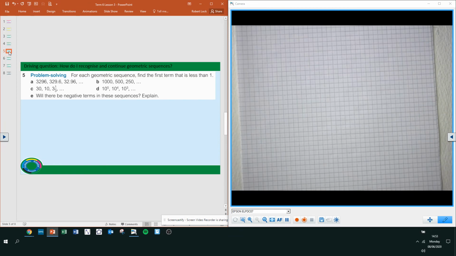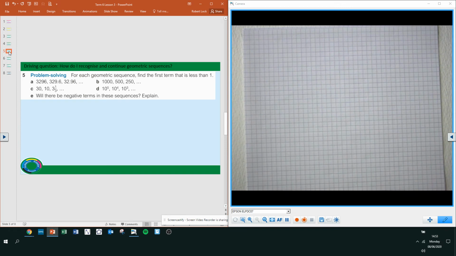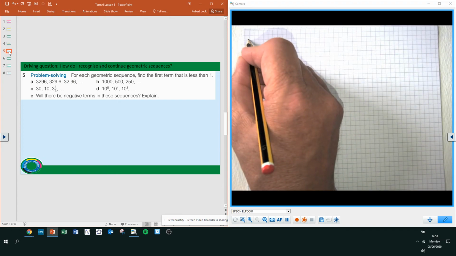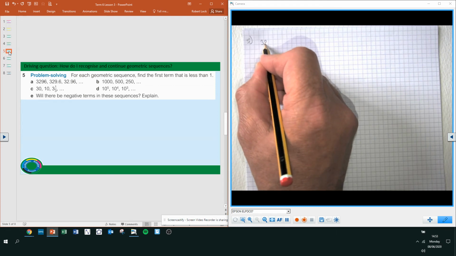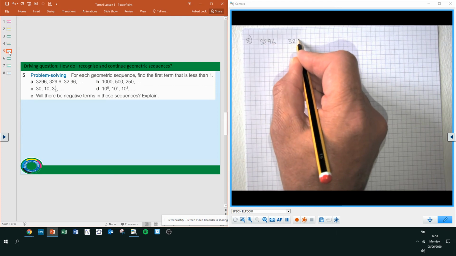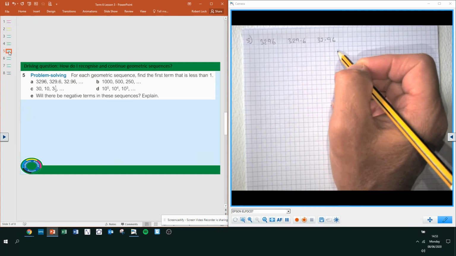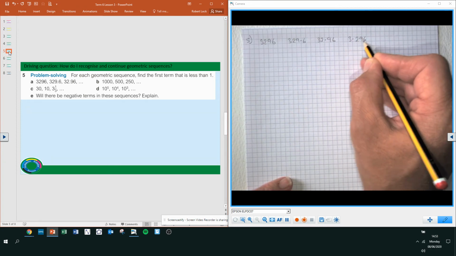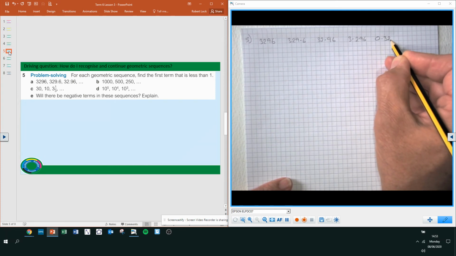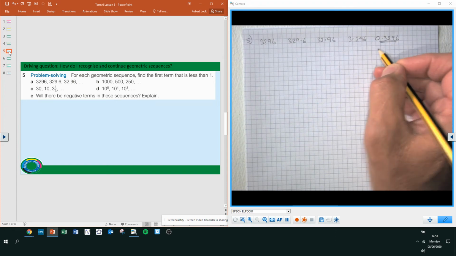Question 5. For each geometric sequence, find the first term that is less than 1. The geometric sequences, so question 5. So 3.2, 3.2 9.6, 32.96. So my next one will be 3.296, and my next one will be 0.3296. Well, that's less than 1, so there's the answer.